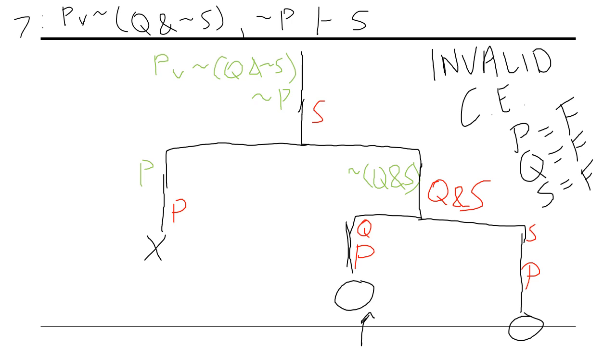So we know that that is one of our counterexamples. We could have done another counterexample over here where P is false, S is false, and then we could have said Q is either false or true. Doesn't matter. I just, again, went with this first one because I usually just read left to right. So that one is invalid.